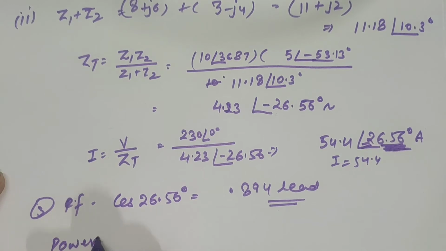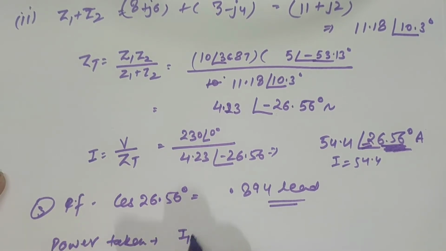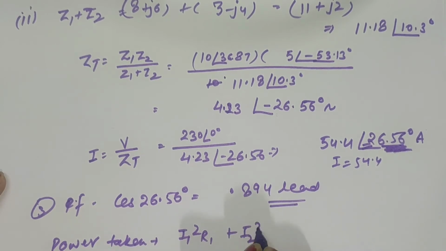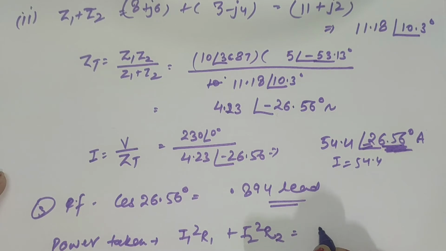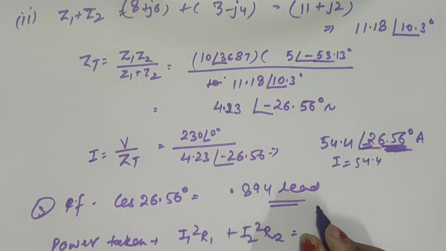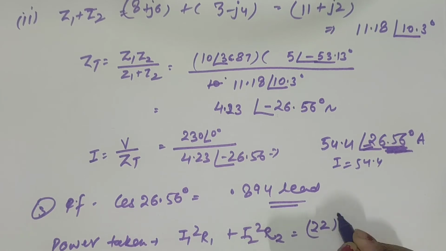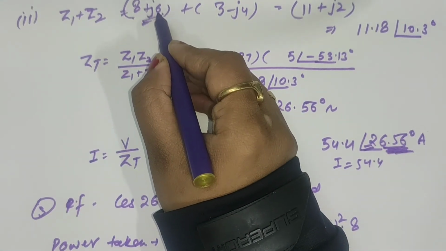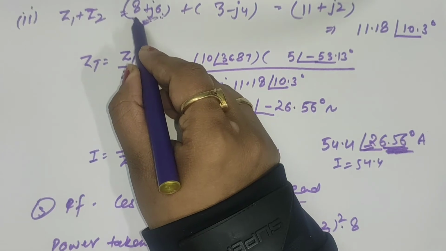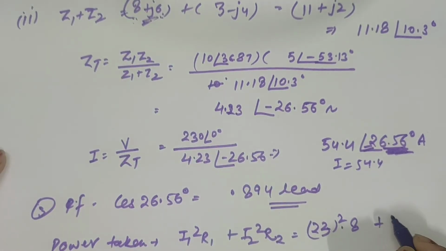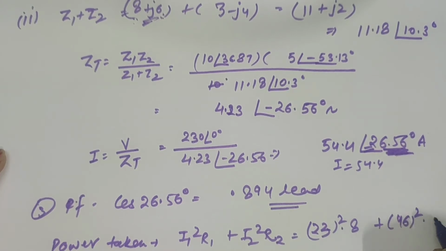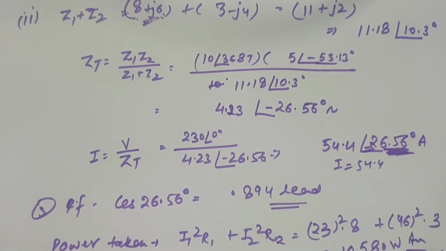Now one more thing you can calculate, that is power taken from the circuit, that will be I1 squared R1 plus I2 squared R2. Okay, now how can you calculate I1? I1 is 23, so 23 squared into R1. R1 is 8, because in R plus jXL the R value is 8. Plus I2, which you calculated as 46, squared into R2, R2 is 3. So that is 10,580 watt. Okay, 10,580 watt.